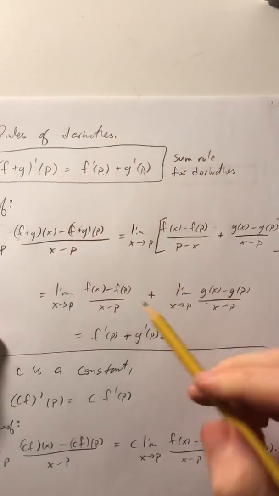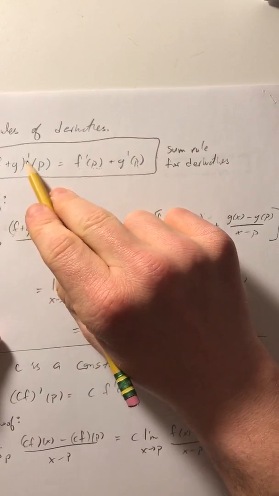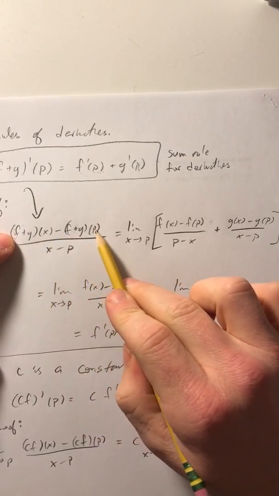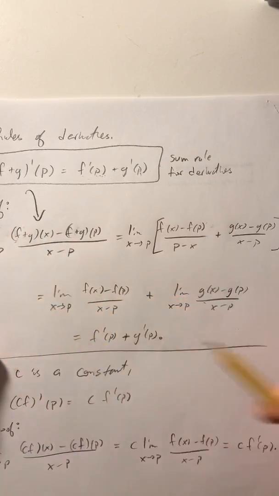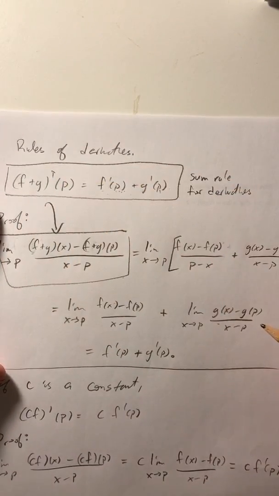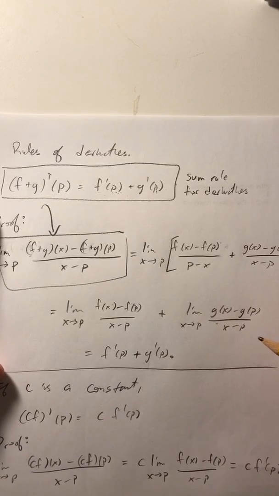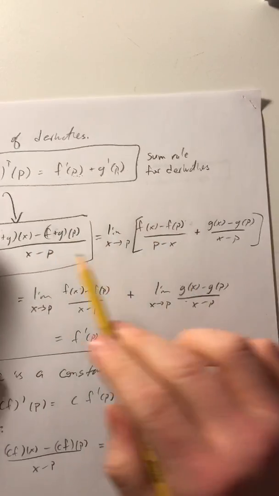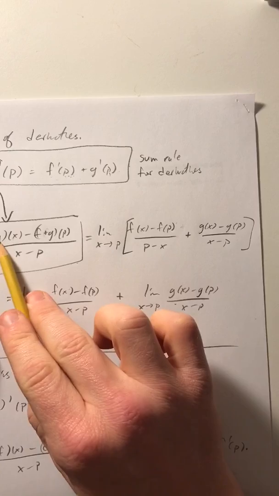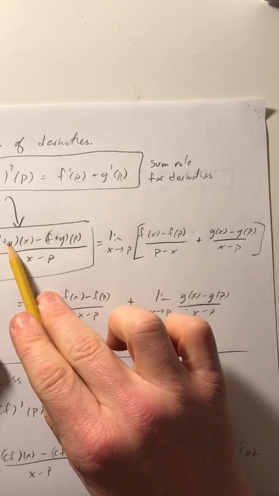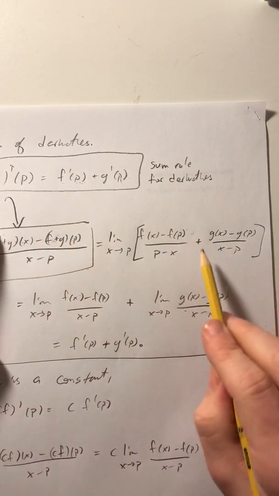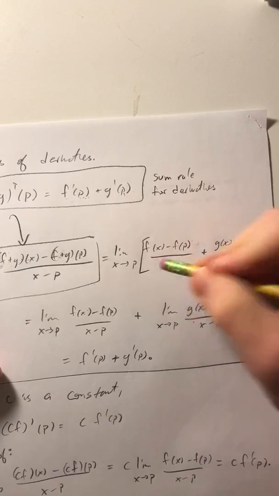And here's a proof. If I want to compute the derivative of f plus g at p, the definition is this. I take the function at x minus the function at p, divide that by x minus p, and take the limit as x goes to p. This is the definition of the derivative of f plus g at p. But now we know things about limits, so I can just rearrange this. This is f of x plus g of x, that's the definition of f plus g of x. This is f of p plus g of p, and I can distribute the minus and rearrange things and split it into two fractions. I'm sorry, this should be x minus p, not p minus x.